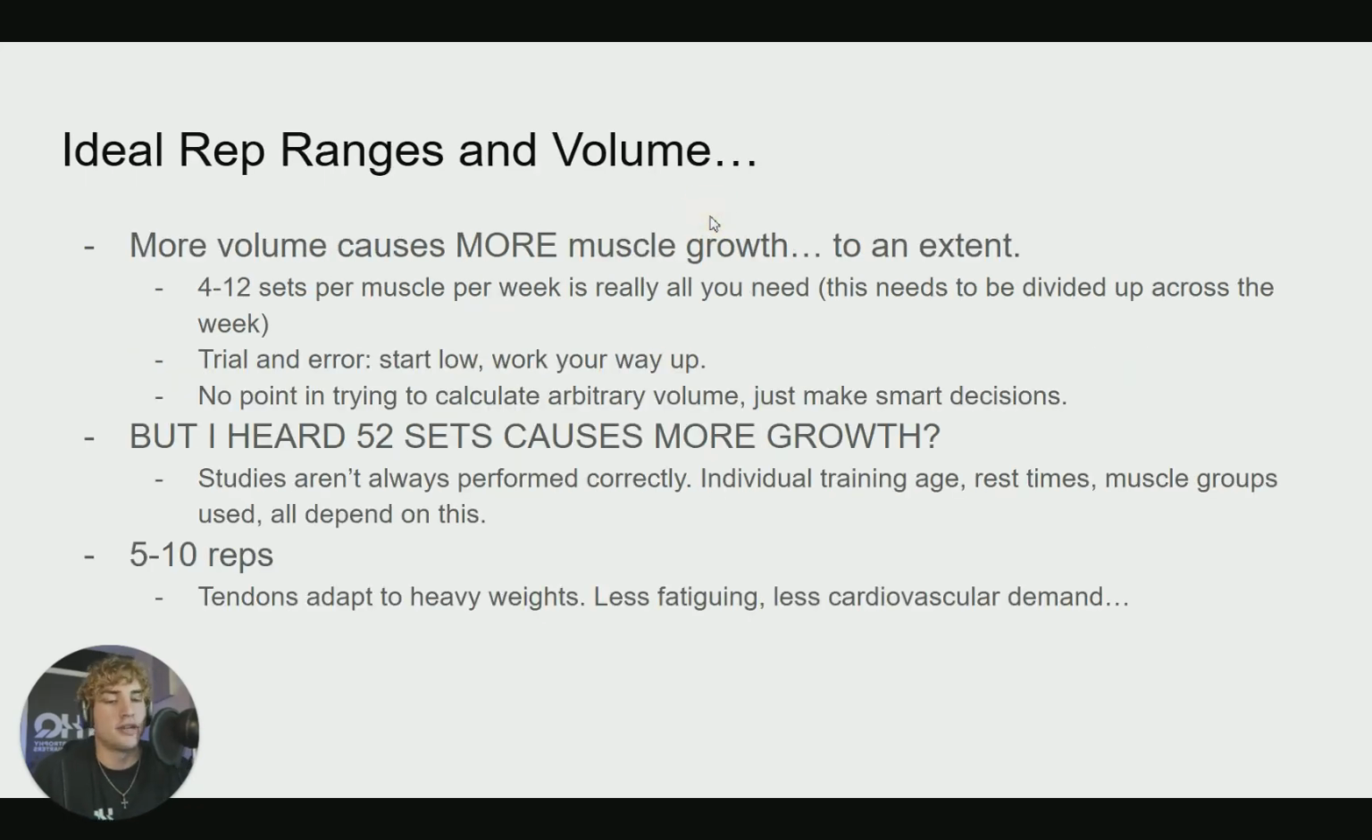Let's talk about ideal rep ranges and volume. I just spit all over the place. It's disgusting. This video is going to be all over the place.